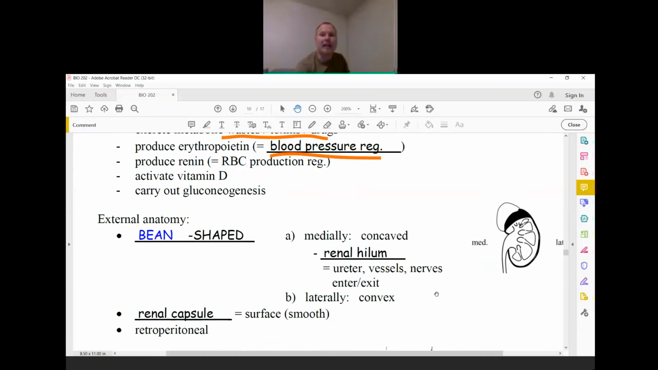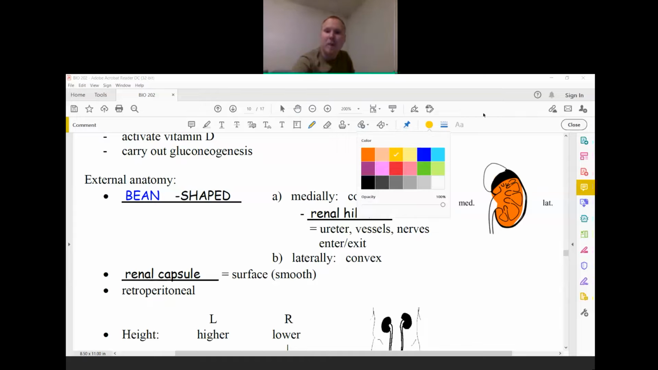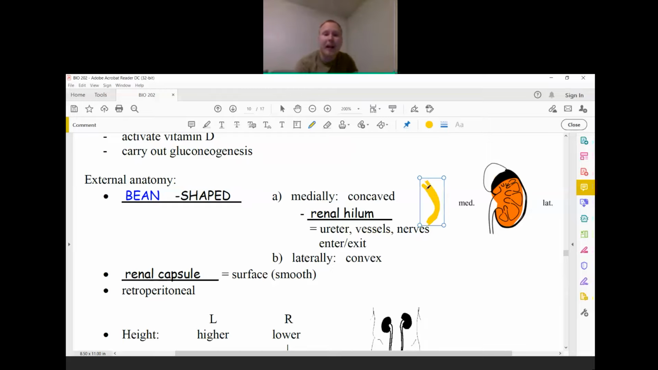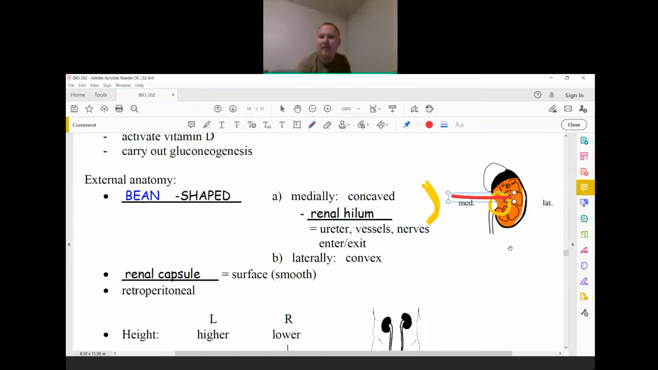But we're going to start by looking at the kidneys' external anatomy a little bit. Often kidneys are described as being these bean-shaped structures, just larger. We're going to have a look at what we can see first from the outside, and then we're going to have a look at the internal structures. Medially, the side that's facing the middle of the body, they are concave. On this medial surface, we find this renal hilum, this area here. We have a bunch of vessels on this area. So we have our artery coming in, our vein leaving.